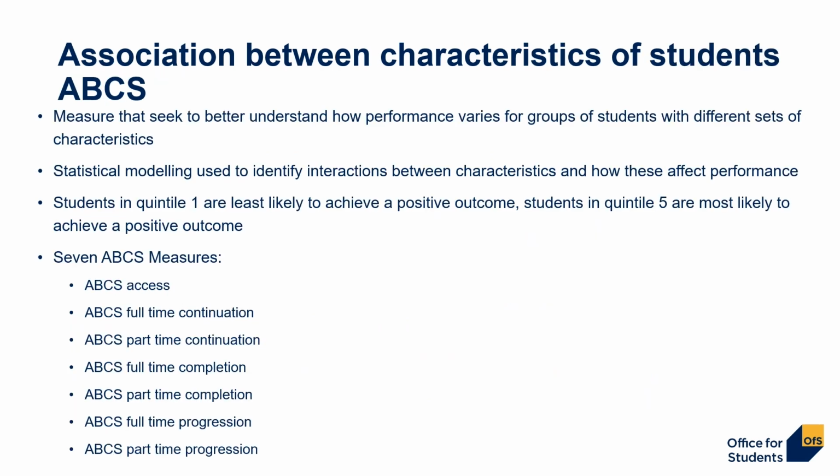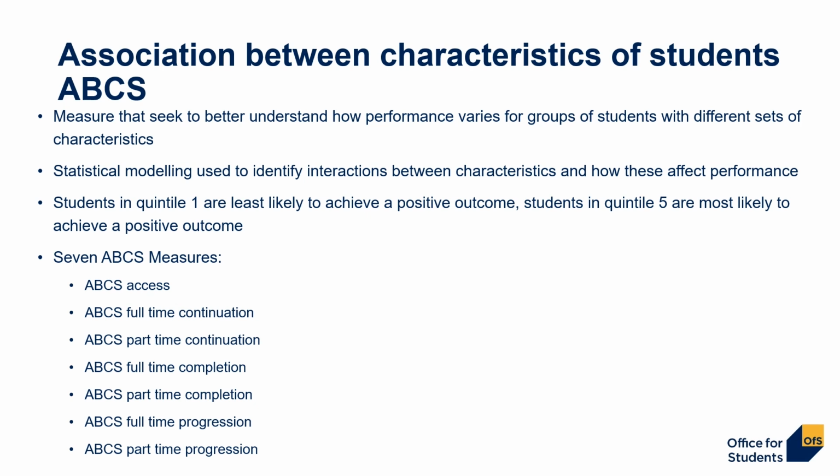Associations between characteristics of students, or ABCS, is a set of measures that seeks a better understanding of how performance varies for groups of students with different sets of characteristics, for example, ethnicity, sex, and background. Statistical modeling is used to identify how these characteristics and their interactions affect students' performance for each life cycle stage and to group students into 5 equal groups or quintiles. Students in quintile 1 are least likely to achieve a positive outcome for the measure in question, and students in quintile 5 are most likely to achieve a positive outcome.